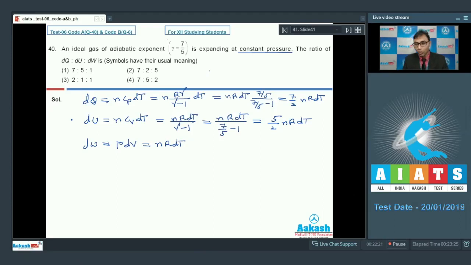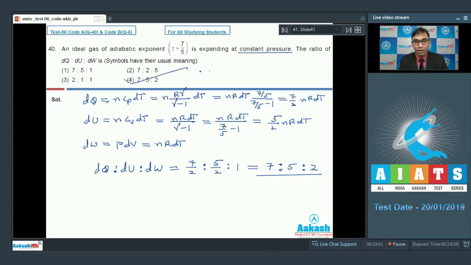So we know the dQ, we know the dU, we know the dW. If I write the ratio, dQ is to dU is to dW will be equal to, since nR dT is the same, 7/2 is to 5/2 is to 1. We can rearrange it a little bit and write 7 is to 5 is to 2. So this is our ratio. By this we can say that our option number 4 will be the correct choice.